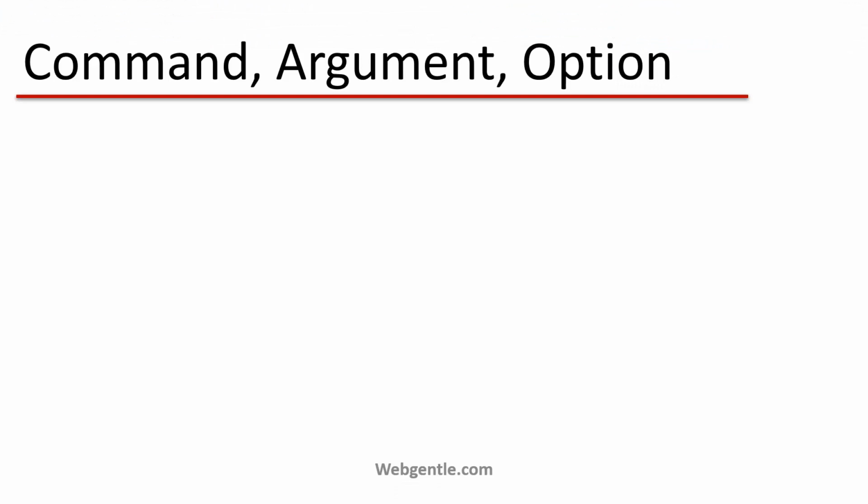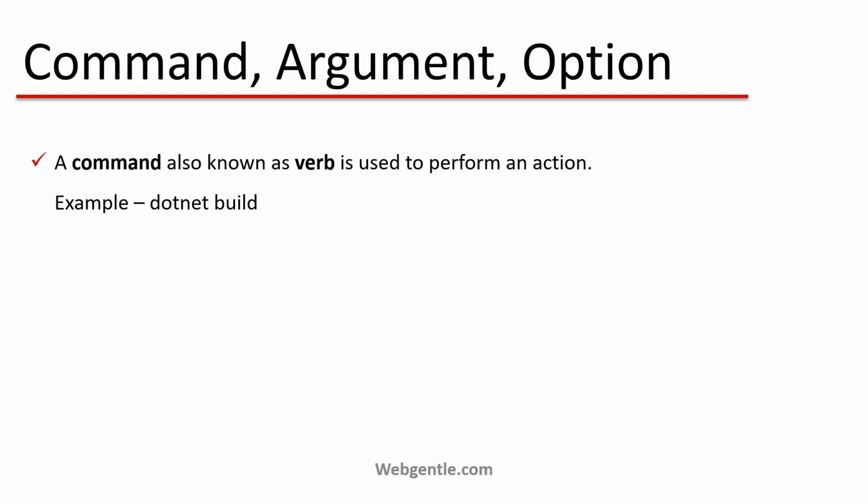Now if you are working with the .NET CLI, then three things are very important to understand. First one is the command, argument and the option. So a command, also known as verb, is used to perform an action. For example, .NET build. Every action which is performed on .NET CLI is known as command. You can also say it as a verb. So the examples are .NET build, .NET new, .NET run, .NET publish. All these are the examples of the command. It means we are performing some actions.